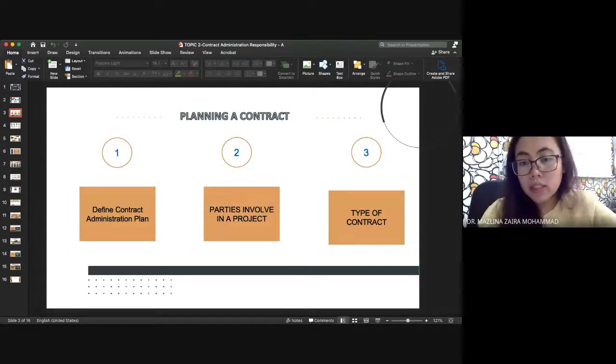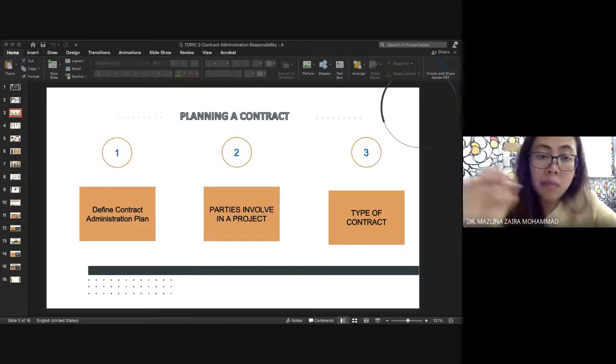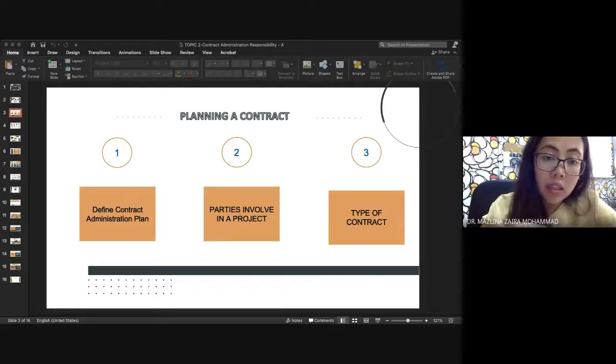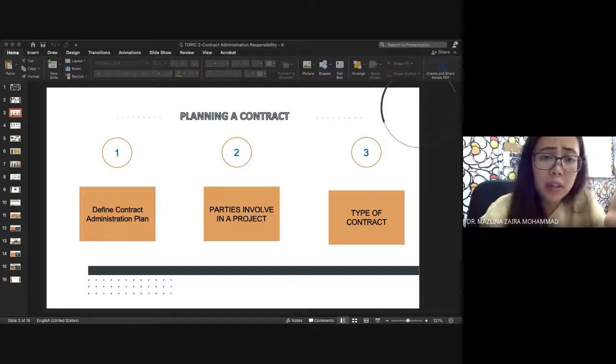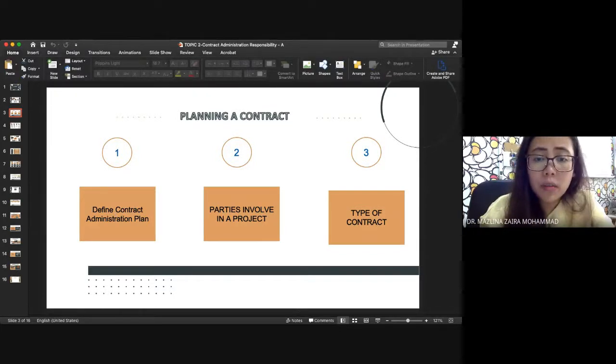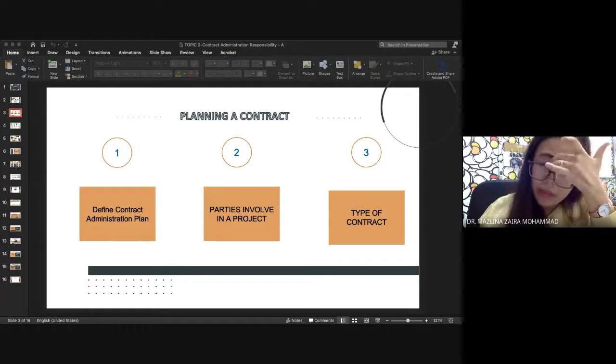Do you know who the parties involved in a construction project are? Can you tell me? That's why I need your group to explain to me. You should not only read the terms and definitions, but go through each part. For example, the parties involved in the project. You may list who the parties are in the construction stage.